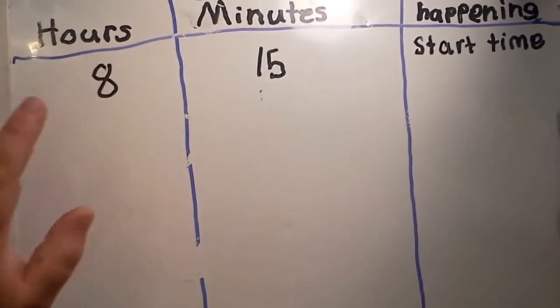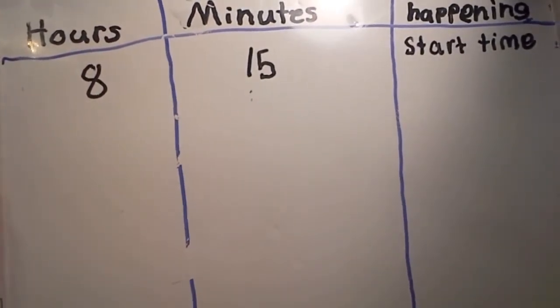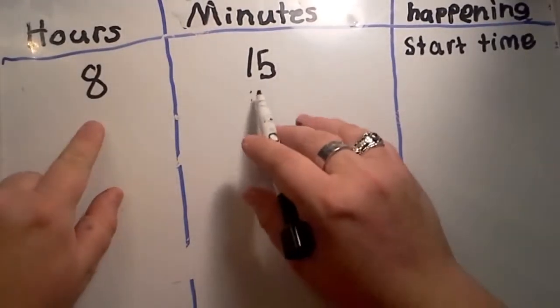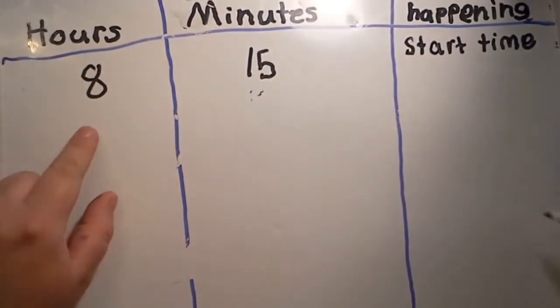Now this part is a little bit tricky because we're used to regrouping in base 10. But this is regrouping in base 60. That is because time is measured in 60 increments. For example, 1 minute is 60 seconds and 1 hour is 60 minutes. So what I'm going to do is get to an even hour where there's no minutes over here.